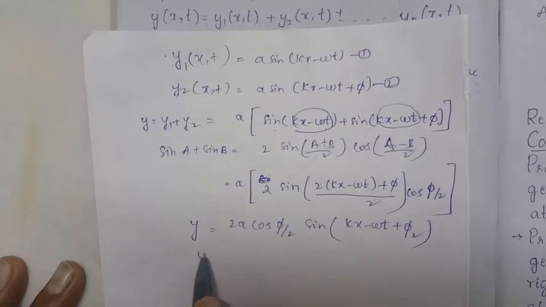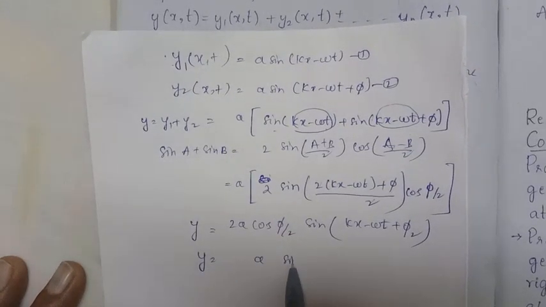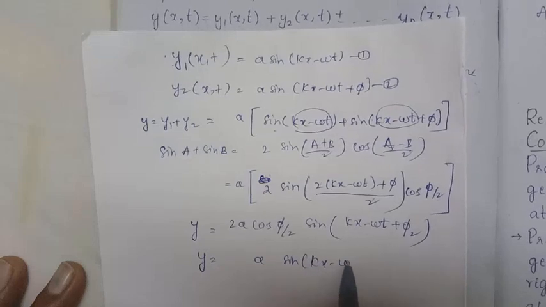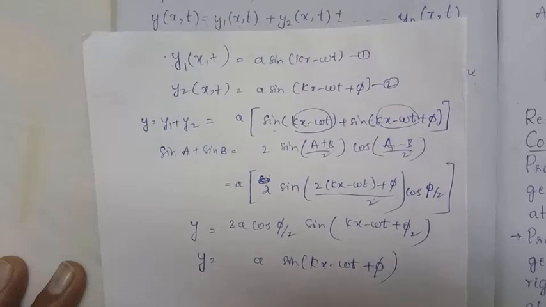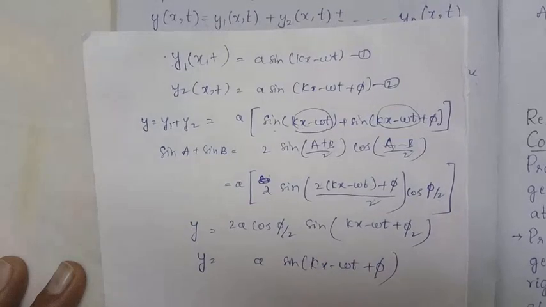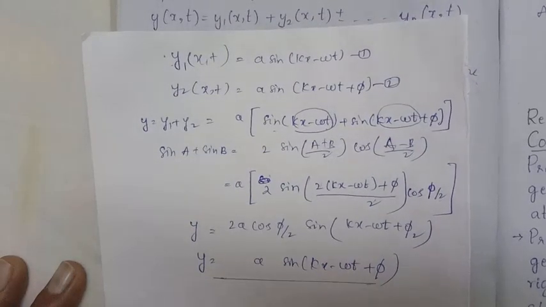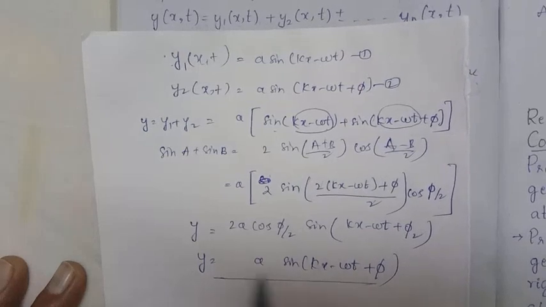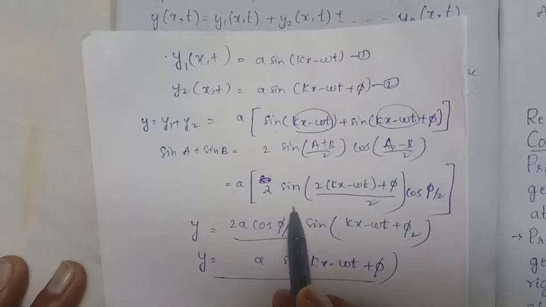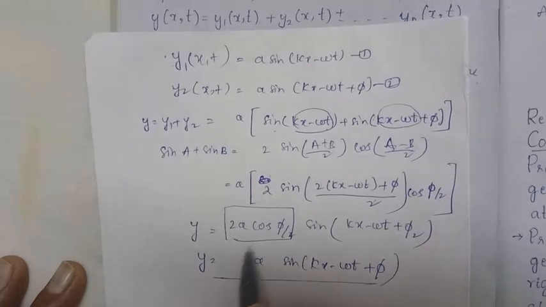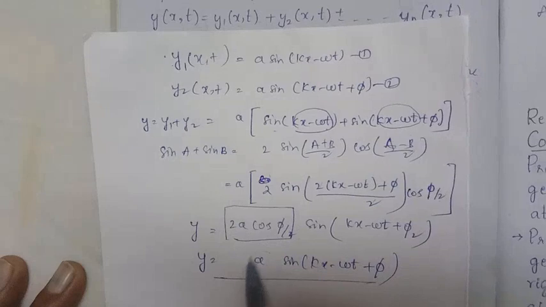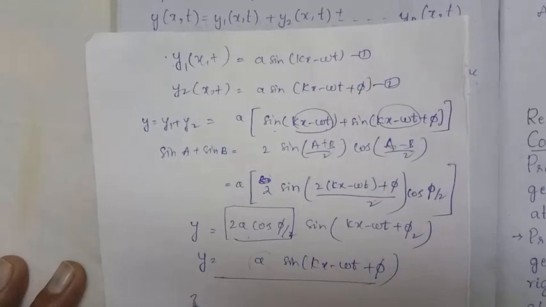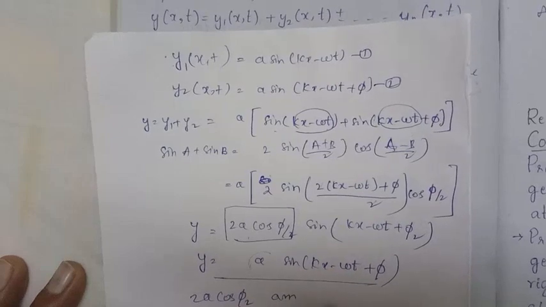What is the general expression for y? y is equal to a sine kx minus omega t plus some phase, initial phase. So you have to compare these two. It is a general expression for the wave equation, progressive wave displacement equation. So you have to compare these. This term is related to the amplitude. So here 2a cos phi by 2 gives the amplitude.